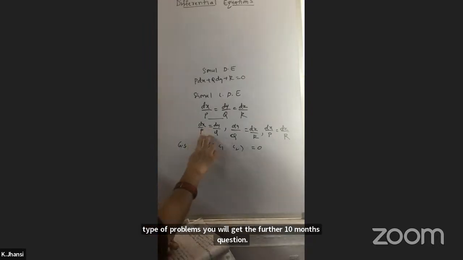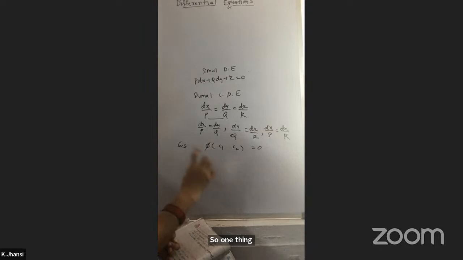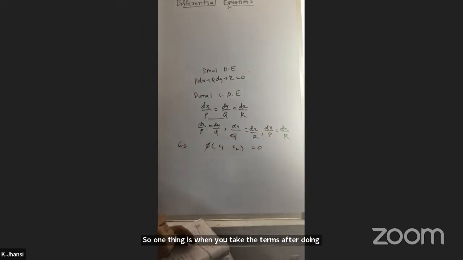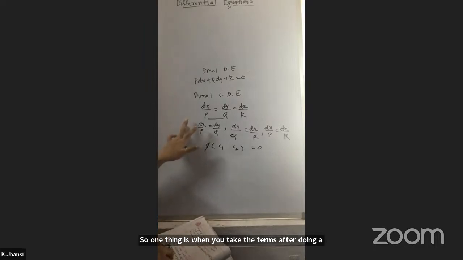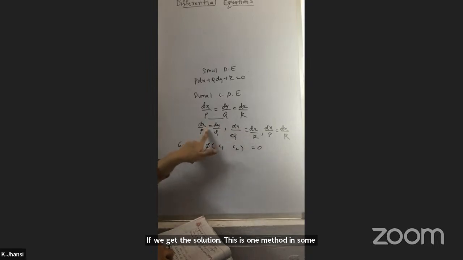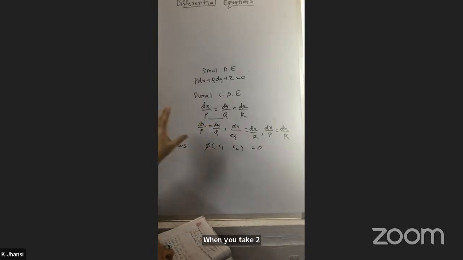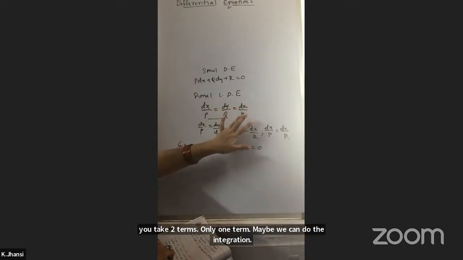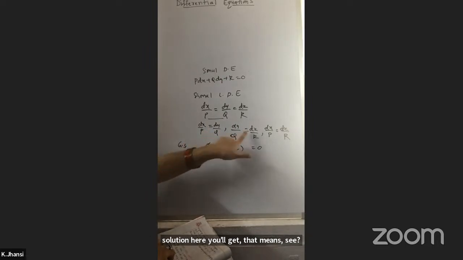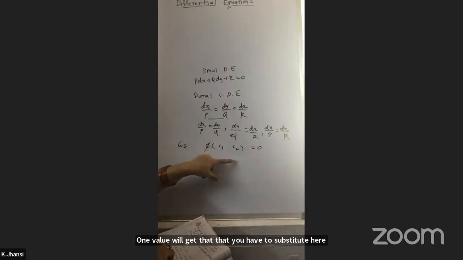So one thing is, when you take the terms, after doing the variable separable method and integration, if you get the solution, this is one method. In some problems, when you take two terms, maybe we can do the integration for only one term. The second term may not be possible to integrate directly. In such a case, whatever solution you get here, that means the C1 value, you have to substitute here and then find the solution. This is the second method.